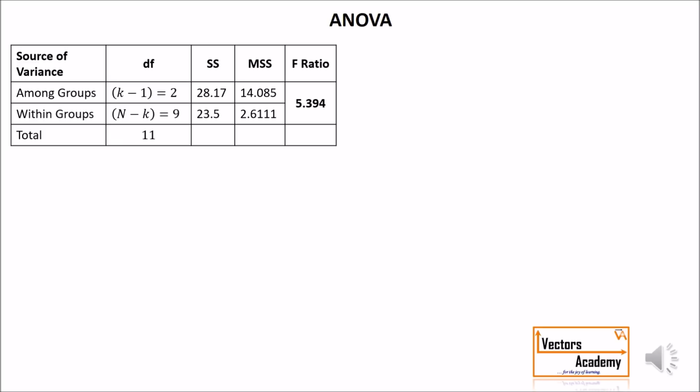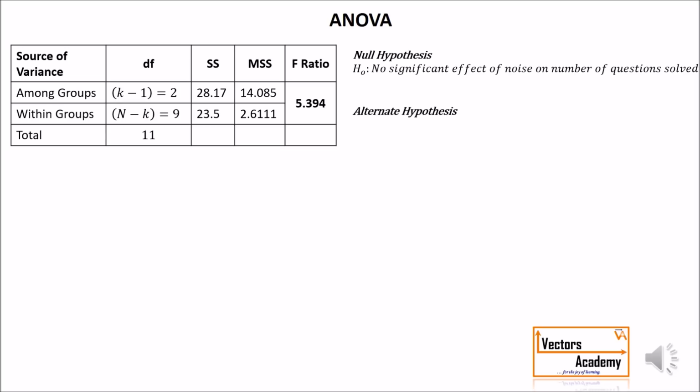Now, the value of F ratio will actually tell us at what significance level we can confidently say that there is a correlation between noise and the number of questions solved. So we'll put up 2 hypotheses. One is a null hypothesis, which indicates there is no correlation between these 2 variables, and the other is the alternative hypothesis, which represents there is a correlation between these 2.